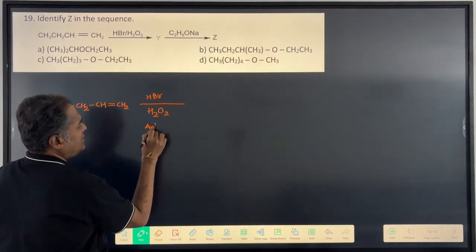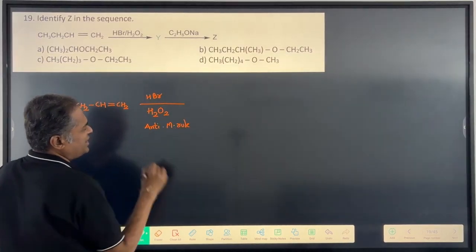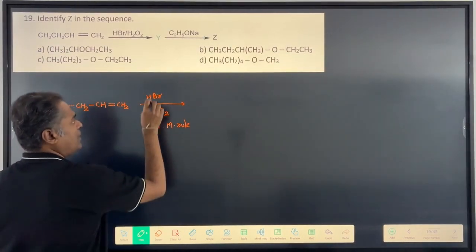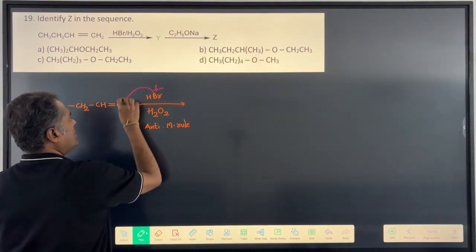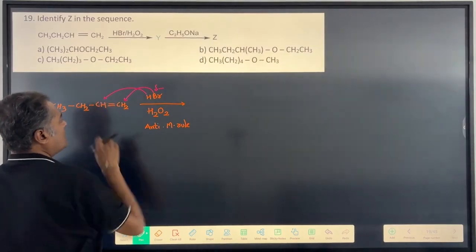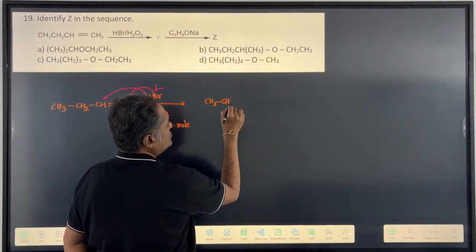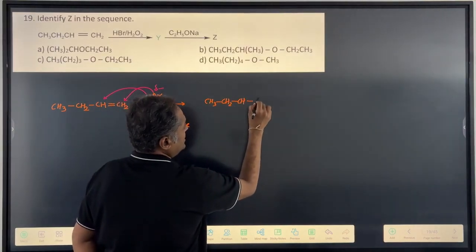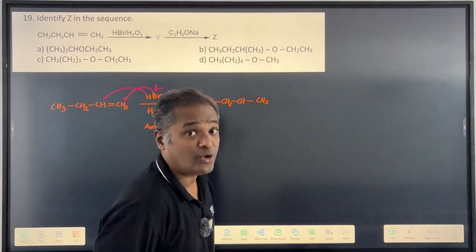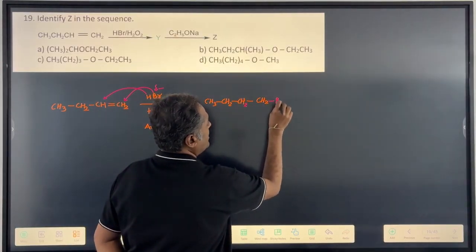It is an anti-Markovnikov addition. Now, what do you get in the anti-Markovnikov rule? In the anti-Markovnikov rule the negative part will go to that carbon atom which contains more hydrogens. So, H will come over here. So, you will get the answer as CH3, CH2, CH, double bond and CH2. I have not written the double bond, but I have mentioned it because I am going to add over here your H and here it is a Br.